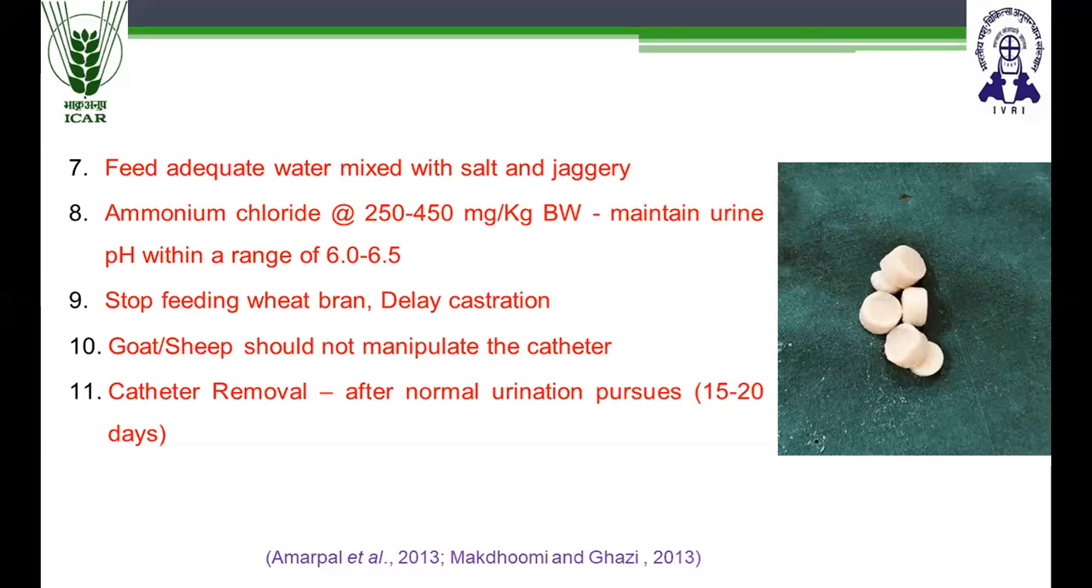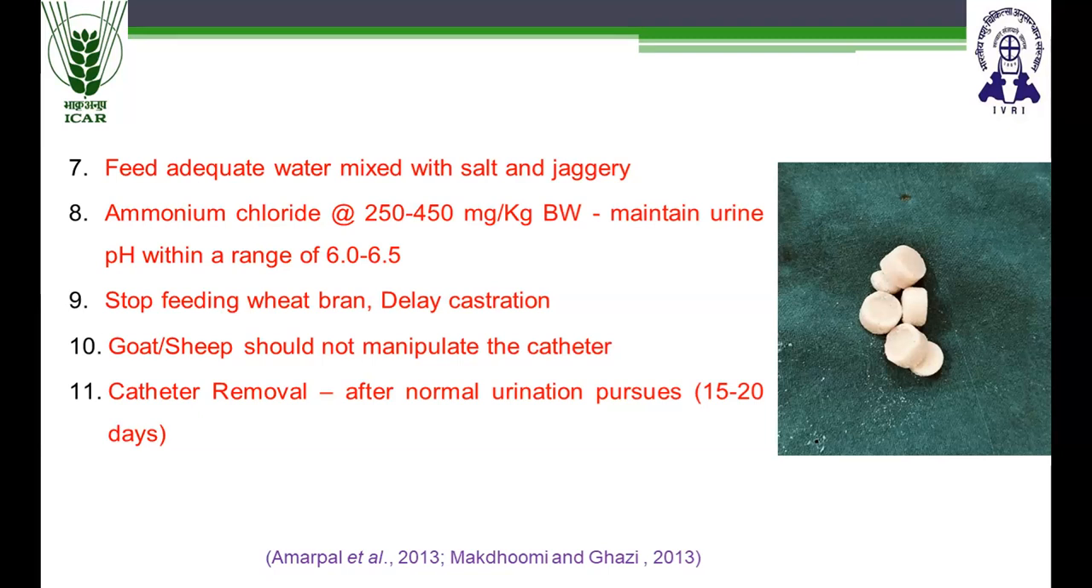See, the normal castration age is 2 to 3 months of age. But in an endemic area, we can delay castration until after 6 months, because most of the cases are presented below 6 months of age. We can delay castration in an endemic area to minimize this menace, to tackle this menace.